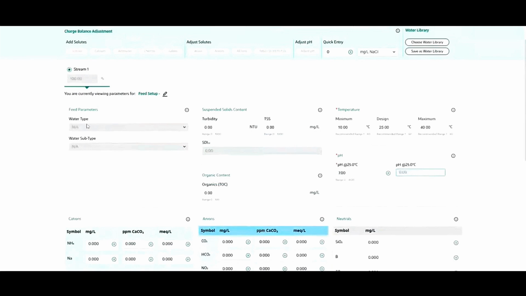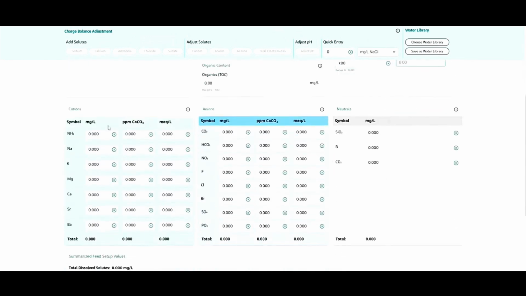So you have at the top, you do not have to worry about water type and water subtype. Those are things used by the membrane processes, but you do have to enter things like what is your TSS, obviously the temperature. If you have a lot of organics, enter your organics, the pH, and then you have your ion composition where you can enter any ion in units of milligrams per liter or ppm as calcium carbonate or as milliequivalent per liter, whichever is most convenient for you.